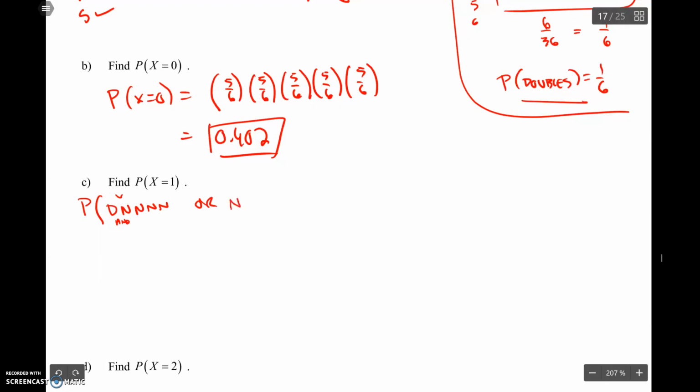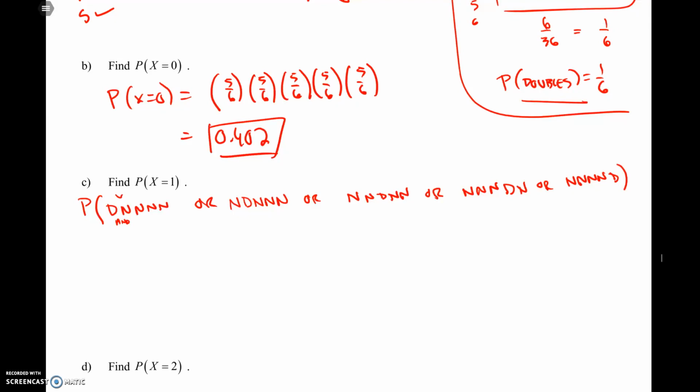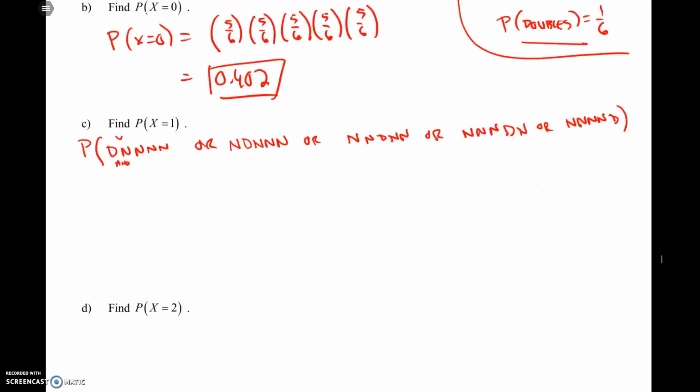Or you can not get a double and get a double and not and not and not. Or not, not, double, not, not. Or not, not, not, double, not. Or not, not, not, not, double. So basically there's 5 different ways to get 1 double in 5 rolls. So we have to add up all those different outcomes.